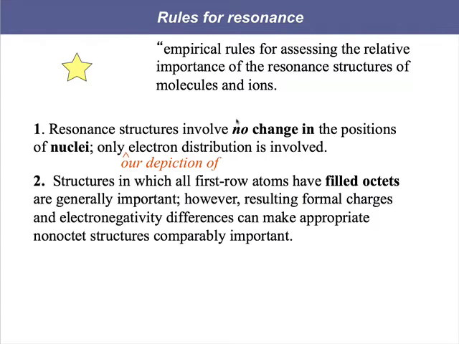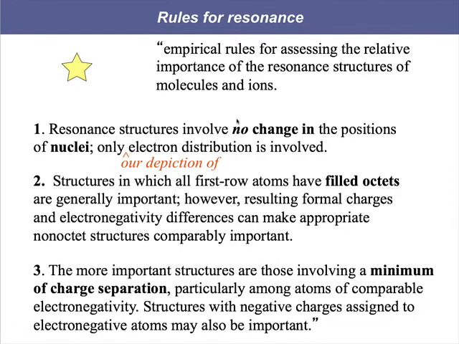Second, structures in which all first row atoms have filled octets are generally important. However, resulting formal charges and electronegativity differences can make appropriate non-octet structures comparably important. So they're saying that you may have non-octet structures that have particularly wonderful charge distribution, and that might make them equally as important as other structures that do have filled octets.